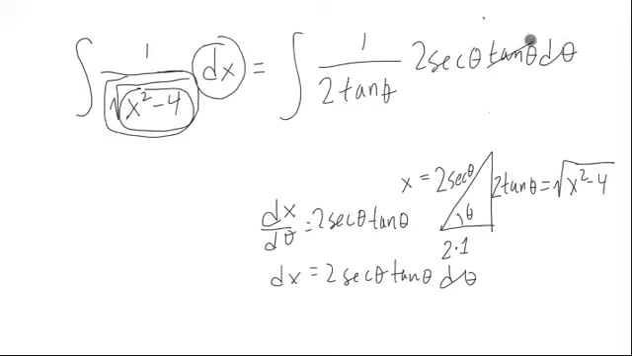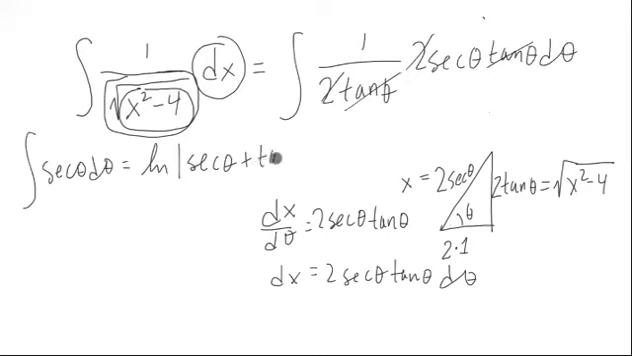Notice how the tangent thetas cancel. And those cancel, so we're just left with the integral of secant theta, which in another video we know is natural log of the absolute value of secant theta plus tangent theta plus c.